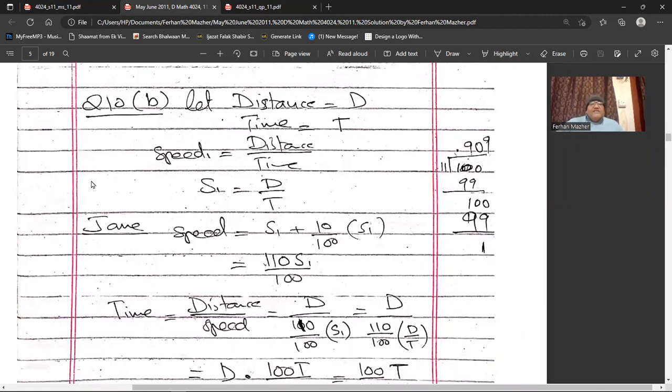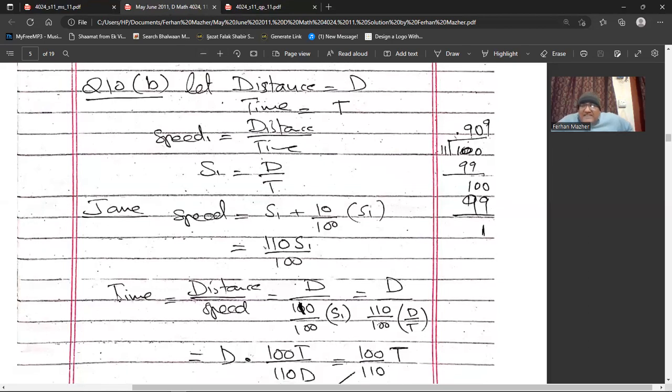So suppose we are talking about Kevin. He says that the distance is d, the time taken by him is t. So the speed will be distance by time. So the speed of the first person will be d by t. Now Jane's speed is 10% more. She goes 10% faster. So the speed is 1 plus 10% of the speed 1, so it will be 110 by 100 of the S1. So 10% more speed.